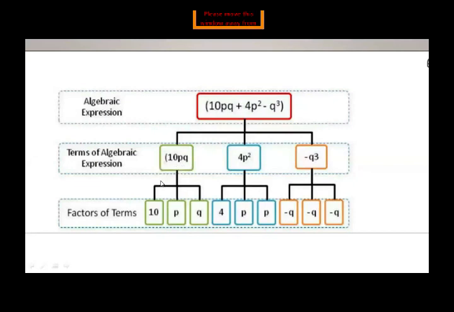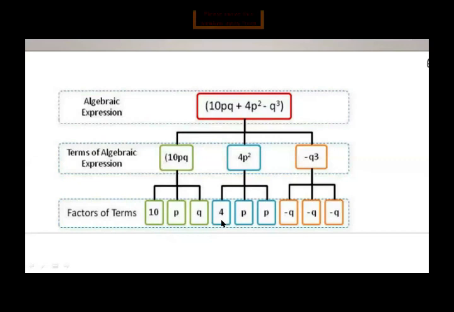10pq can be written as 10p and q. We know that there is no sign, so we consider that a multiply sign is given between 10p and q. So they are the factors of 10pq. So they are known as factors of the term.